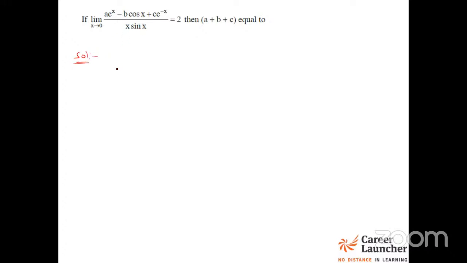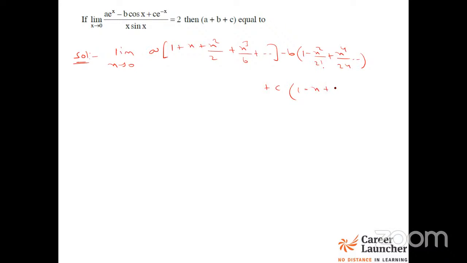Next, with the standard type of question, there are two ways of doing this. One way you can do this is by using L'Hospital. One more way will be by applying expansions. If you apply expansions for this, limit x tends to 0, a times, writing the expansion of e power x, will become 1 plus x plus x square by 2 plus x cube by 6, and so on. Minus b times the cos x expansion, 1 minus x square by 2 factorial plus x power 4 by 4 factorial, which is 24, and so on. Plus c times e power minus x, will become 1 minus x plus x square by 2 minus x cube by 6, and so on.